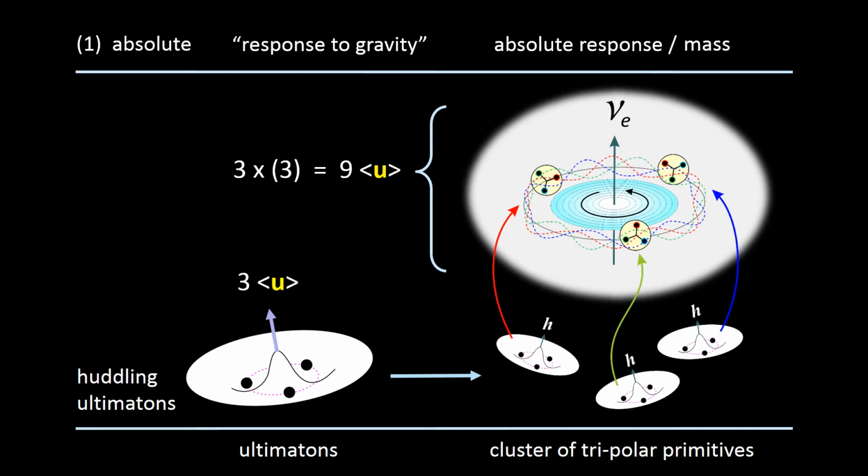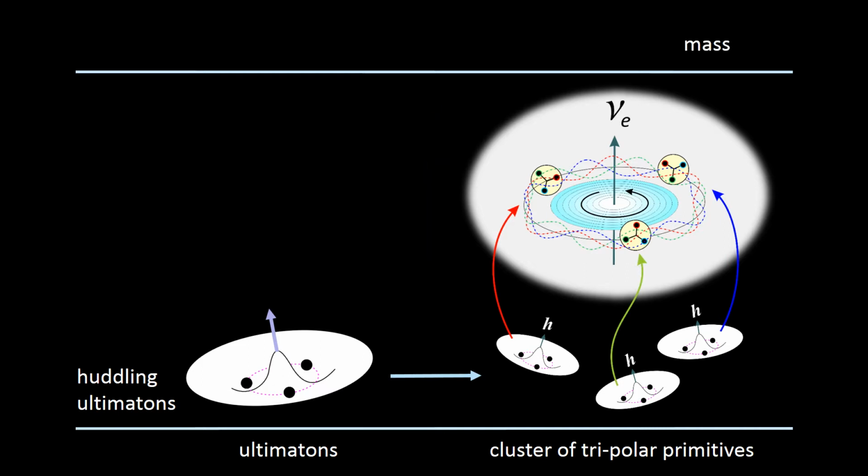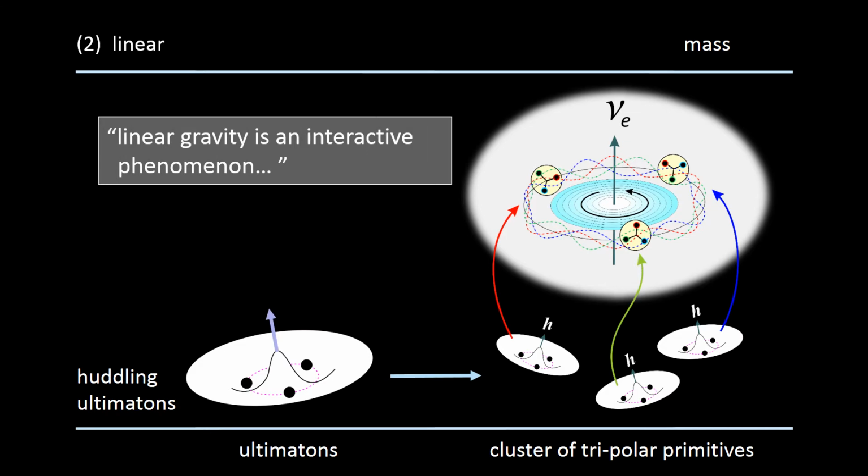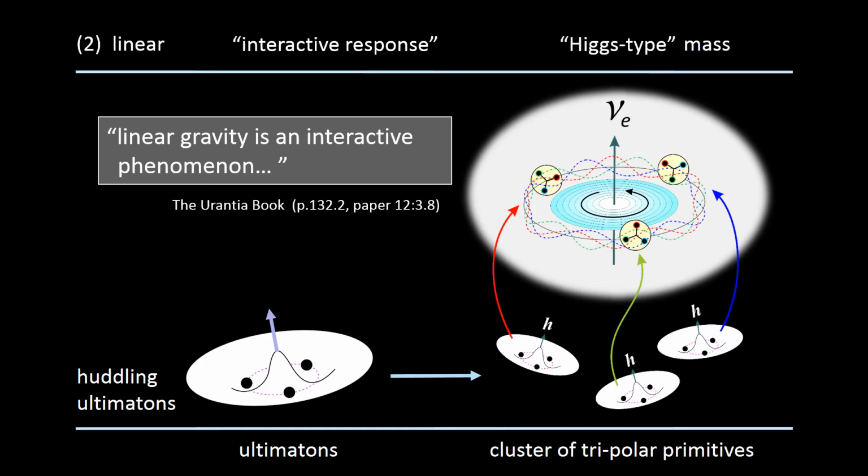But in the Standard Model, this tiny structure with its 9 units of intrinsic absolute mass will be interacting with zilch. It's this interaction that induces a second type of mass, a second type of gravity response, which the Urantia Book calls linear. From paper 12, section 3, quote, "Linear gravity is an interactive phenomenon." It's precisely this second type of mass, this linear or interactive response, that the Higgs mechanism was invented to explain.